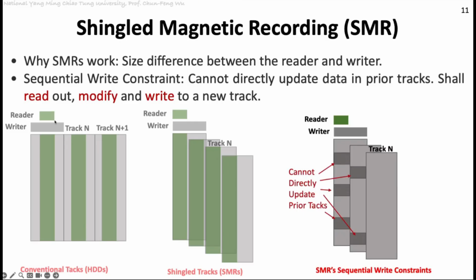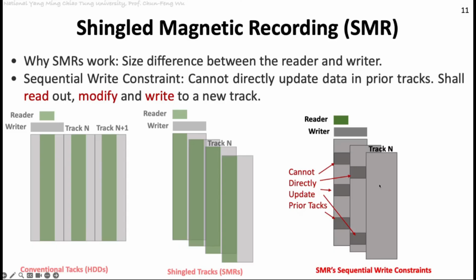If you are using a conventional HDD, you just directly write the new data on it, and we're done, right? But for SMR, you cannot write the data directly, because if you directly write track 2, then it will destroy the data stored on track 3, right? Because the data is stored here, and if you write track 2 again, you will destroy the data on track 3. The same thing, if you're going to write track 1, then you will destroy data on track 2 and track 3.